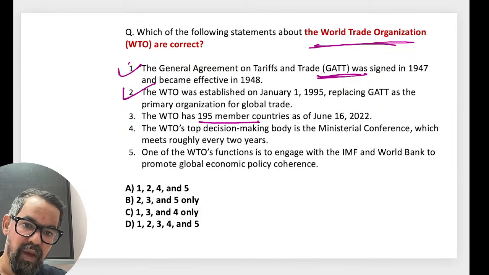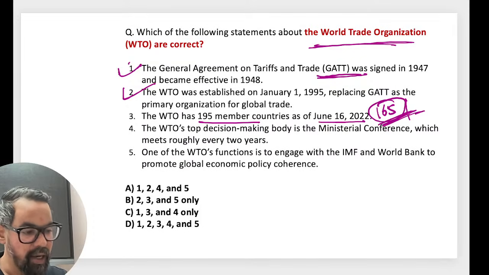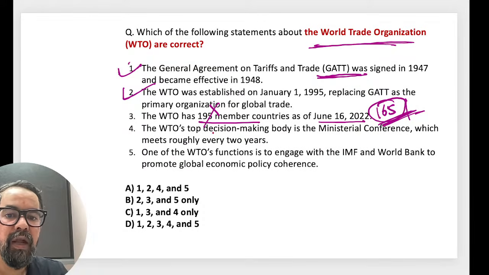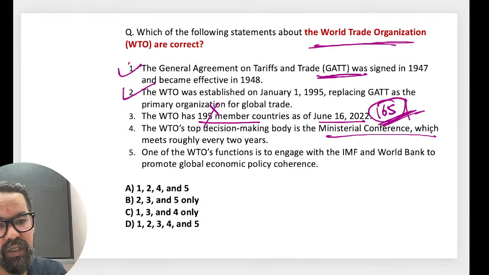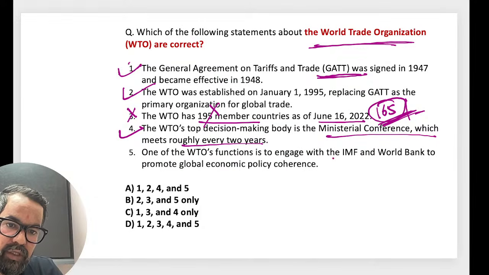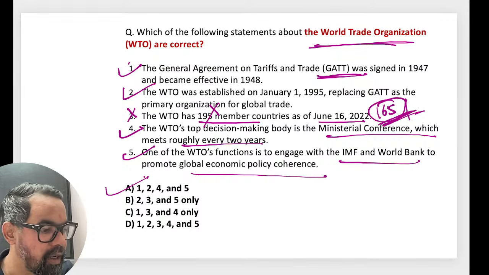WTO 195 members नहीं, कितने इसके आपका, even during that period also there were fewer. Right now we are having 164 or 165 members. ठीक है, please do cross check that one. ठीक है, not 195. WTO top decision making body, ministerial conference meets roughly in 2 years आपका, that is also true. One of the WTO functions is to engage with IMF and World Bank for global policy coherence. 1 2 4 5, means option A will be the correct answer.